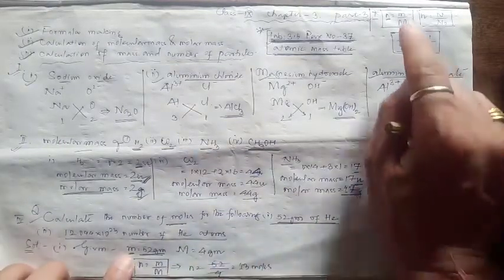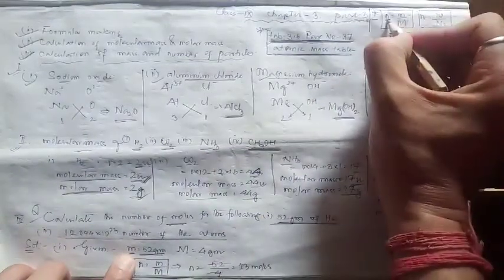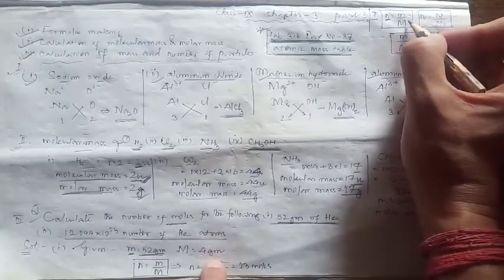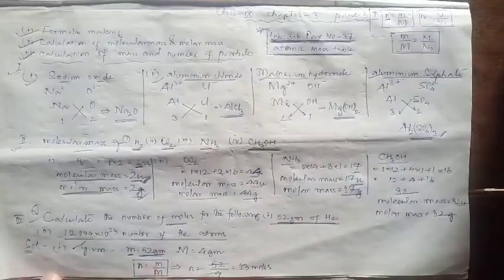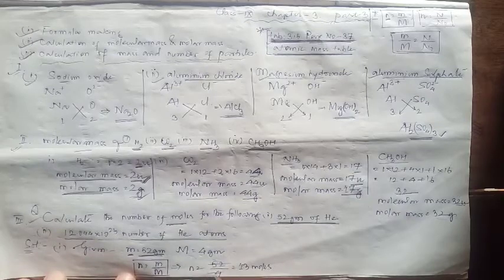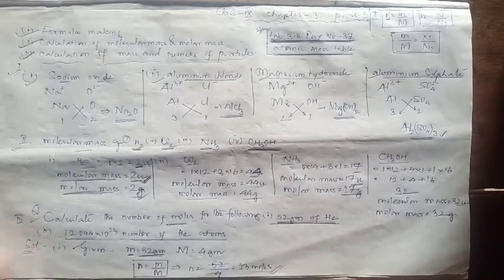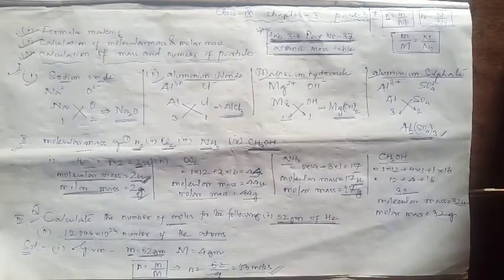Now I know from this formula that to calculate the number of moles, I need small m and capital M, and I have both. So let's use the formula. Small n is equal to small m by capital M. Substitute and simplify and you get the value 13 moles. So students, 52 gram of helium means 13 moles of helium.